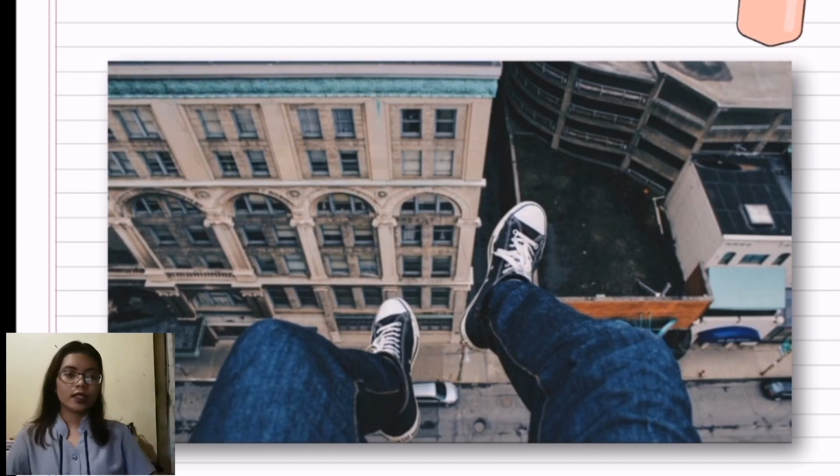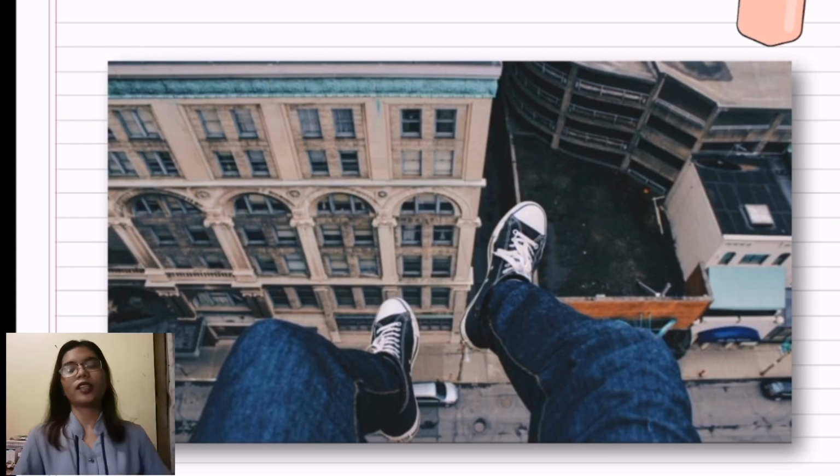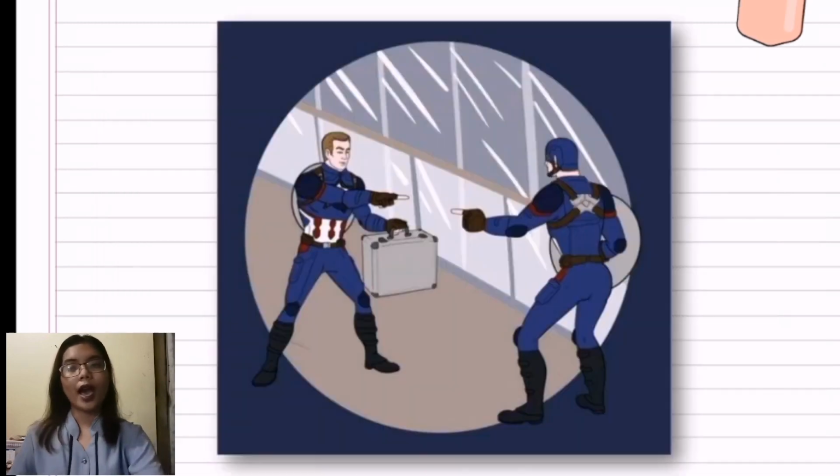What is the picture all about? Yes, Kyla? Okay, correct. It is a man, and the one who took the picture is the man. Okay, next, we have Captain America pointing his finger to himself.